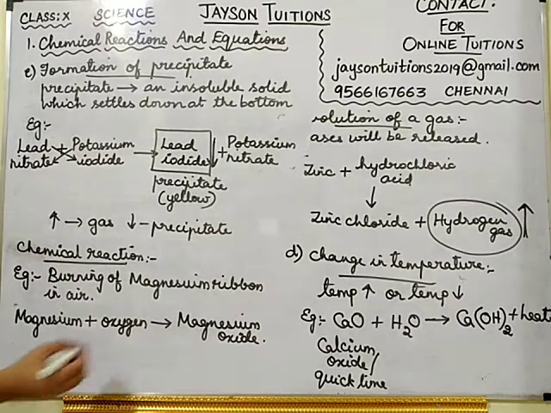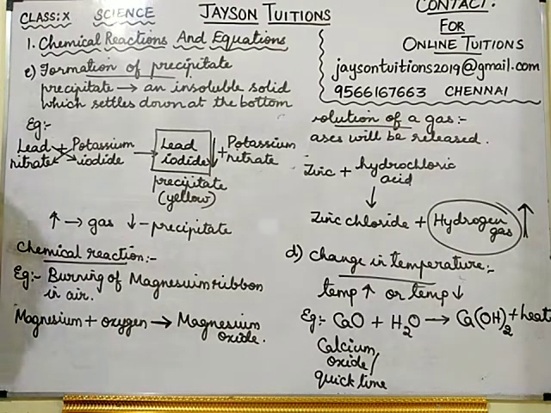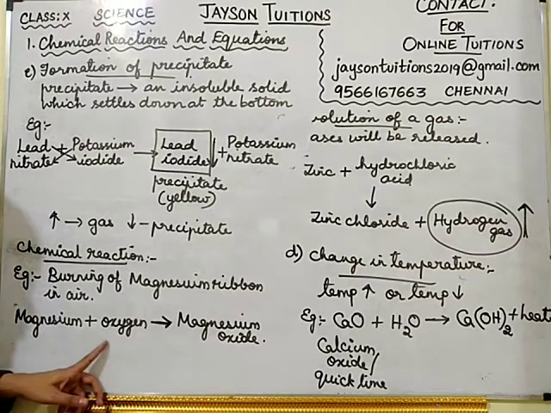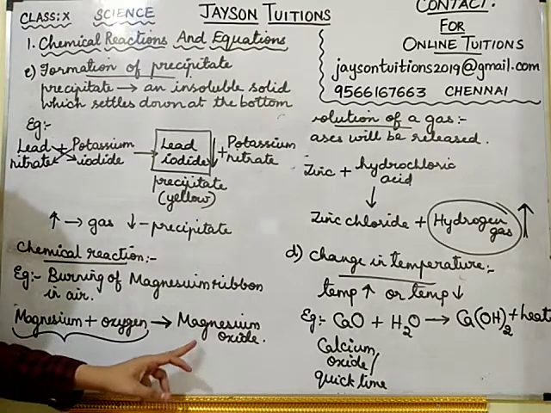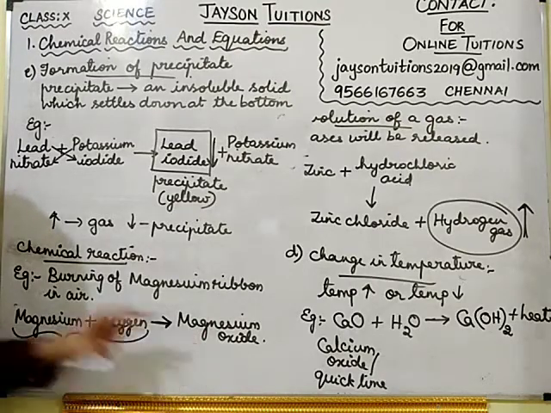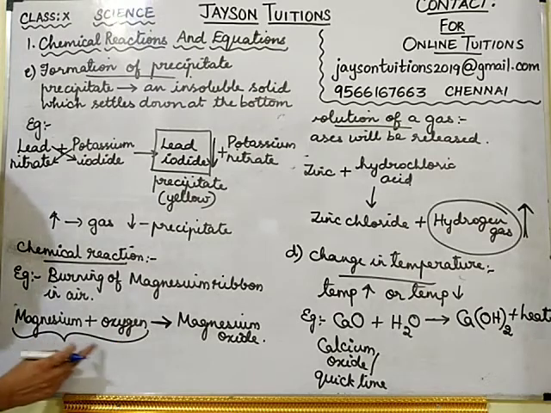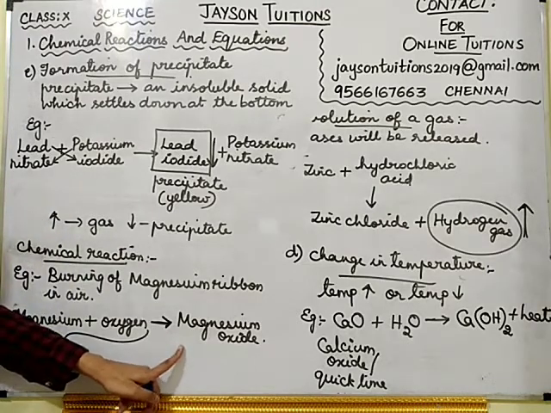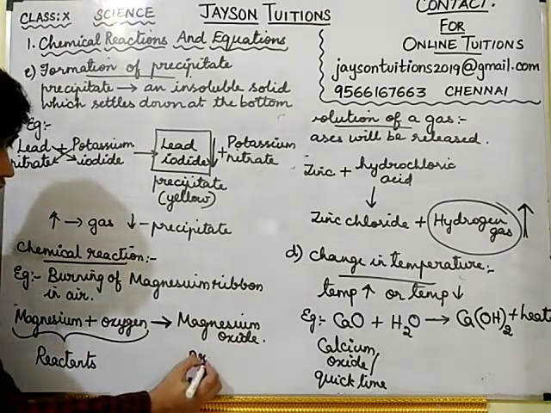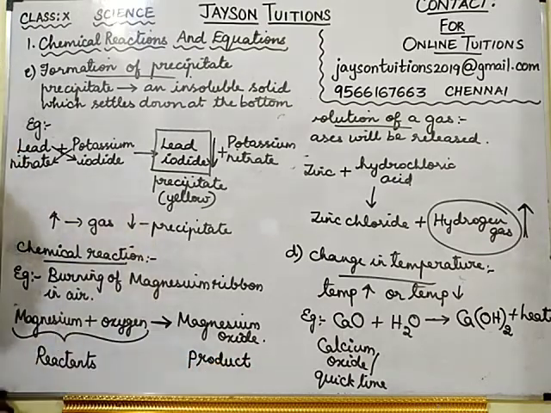Now, which are the substances which are reacting? Magnesium is reacting with oxygen. So these two substances are reacting. Which is the new substance that is formed? Magnesium oxide is the new substance that is formed. The substances which are reacting are called reactants, and the new substance which is formed is called a product.